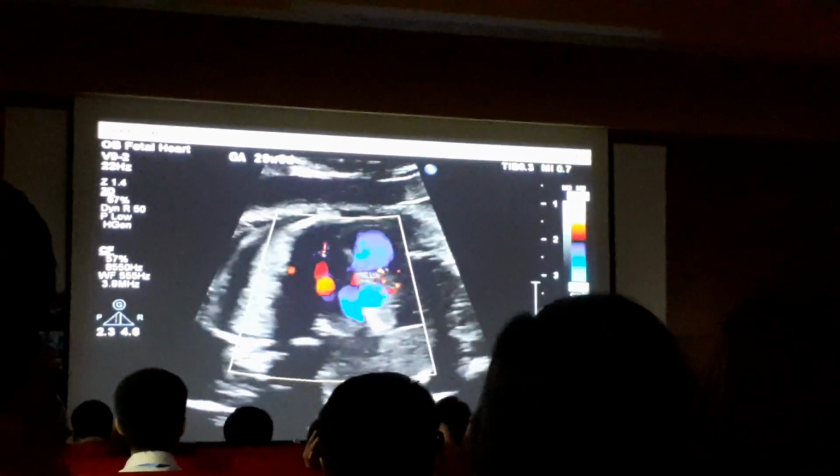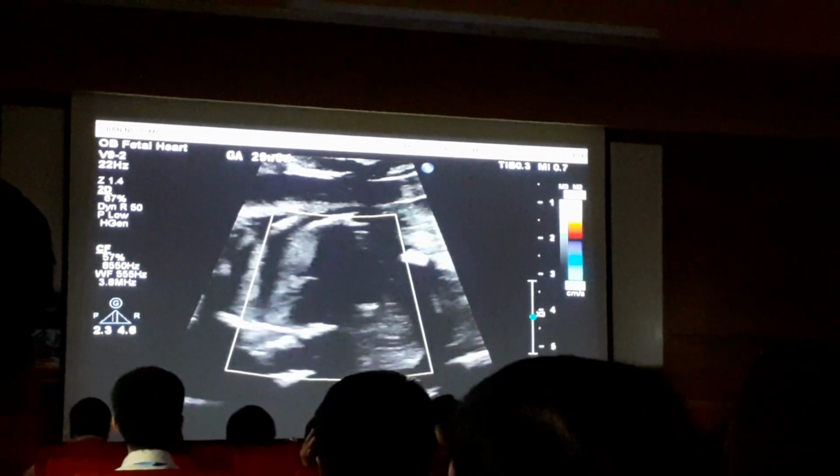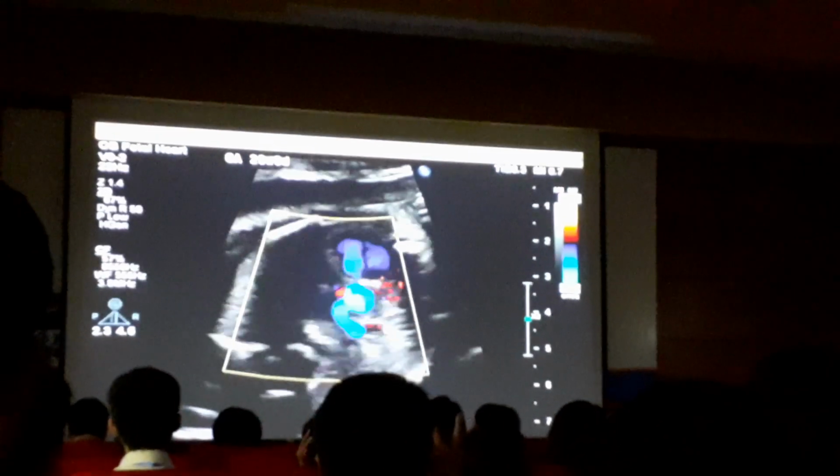Okay, so now we're looking at the pulmonary valve and right ventricular outflow tract with color Doppler.